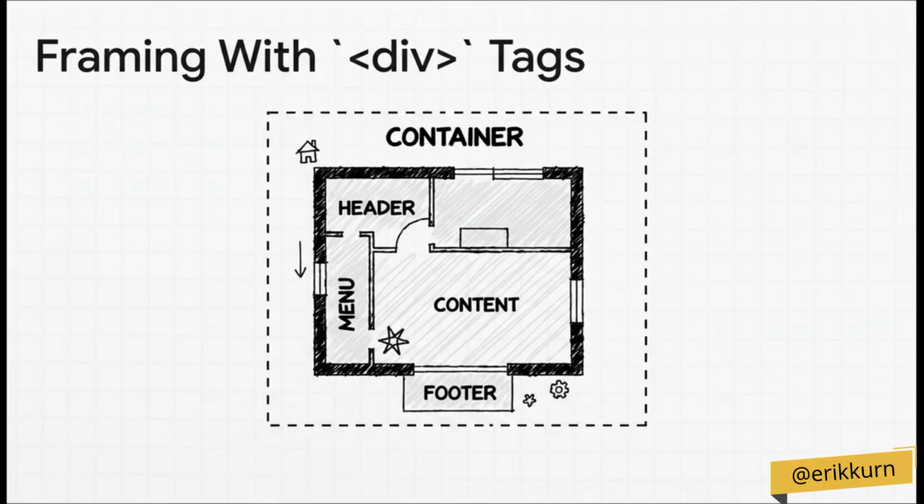So to organize our house, we need to frame out the different rooms. In HTML, we do this with something called div tags, which are basically just containers. We give each one a unique ID so we know what it is. For example, the container is like the entire plot of land our house sits on. The header is your entryway. The menu is the hallway connecting everything. Content is where you live, the living room, and the footer is the foundation down below. Getting this organization right is absolutely key for the next step.